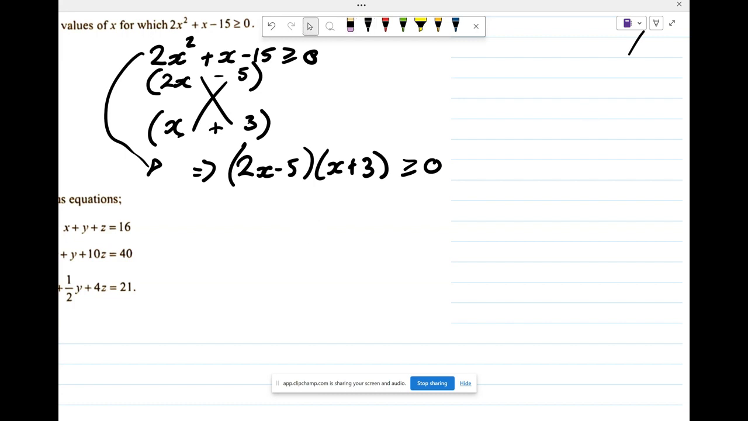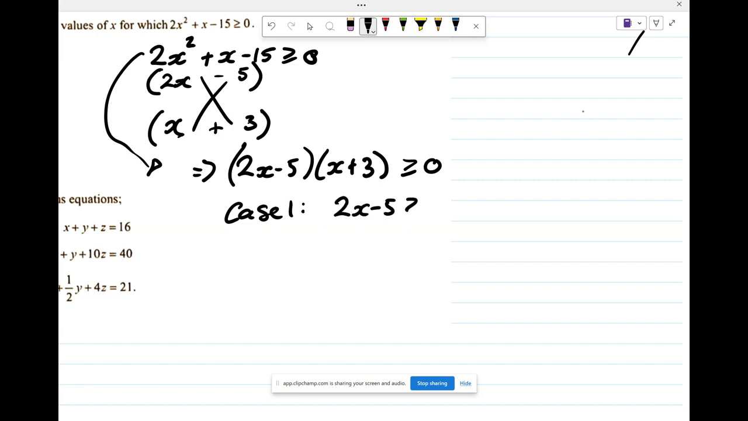And the only way that can happen is if this one is positive and this one is positive, or this one is negative and this one is negative. Only way that can happen. If one of these was positive and one of these was negative, that means the whole thing multiplied together is negative, and that means that it's not greater than 0. So let's do that. Let's do case 1.